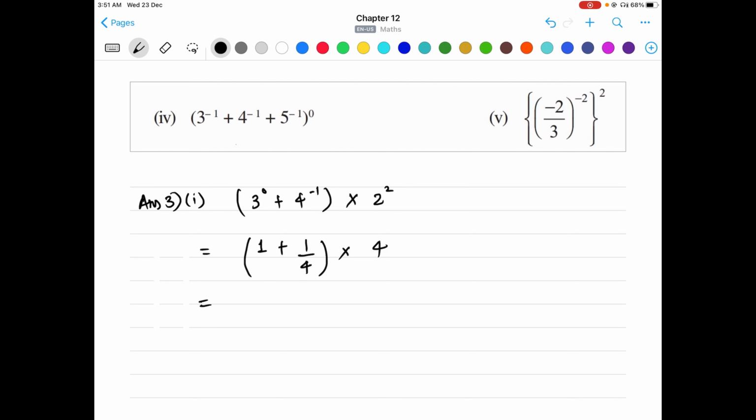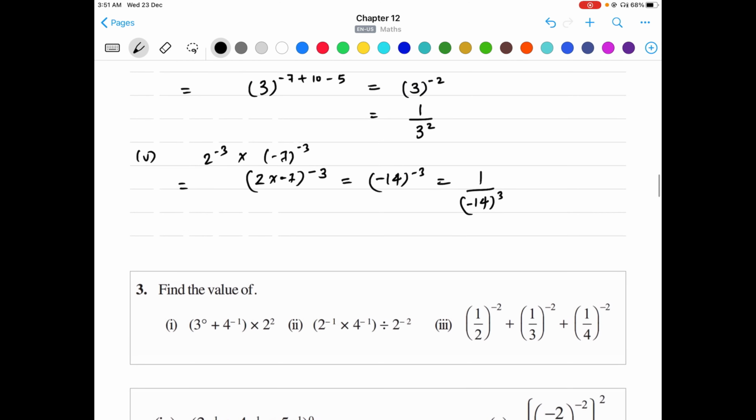After simplifying, assuming 1 here, take the LCM. The LCM here will be 4, so this will be changed to 4 plus 1, that is 5 into 4. So these two 4s will be cancelled out. What we remain with is only 5. So that's the answer of part 1 of question number 3.